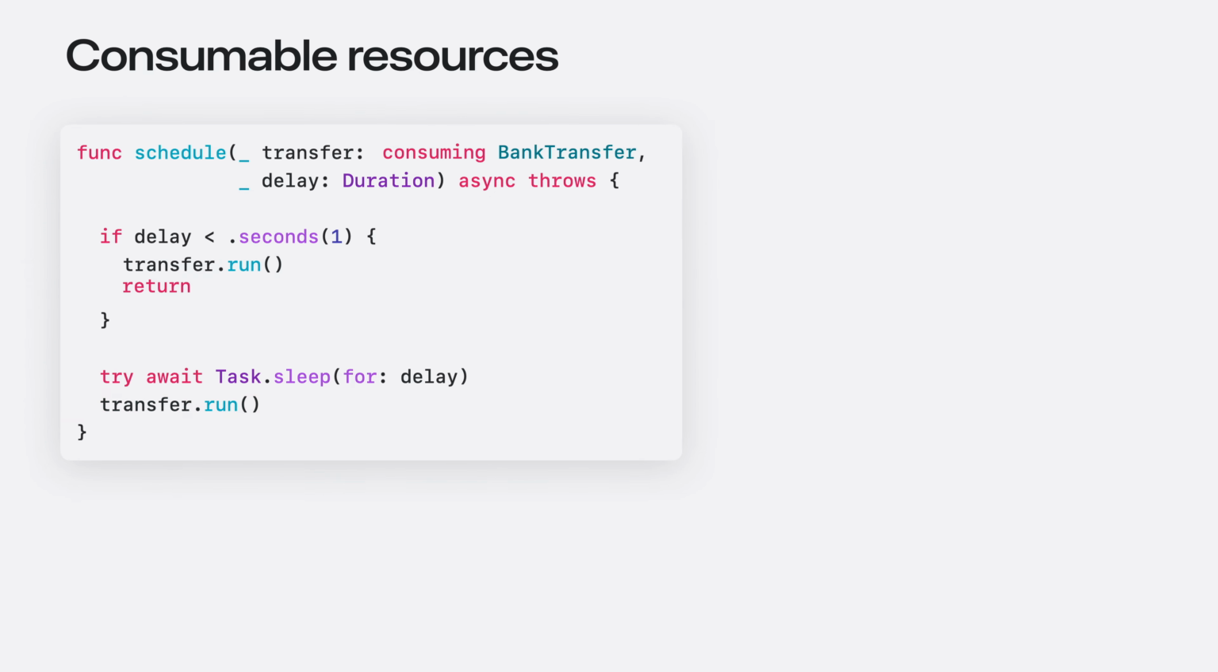Now, what about the other bug? It's been defined away too. Schedule is the last owner of the transfer, so its deinit will run if sleep throws, and that'll cancel the transfer.